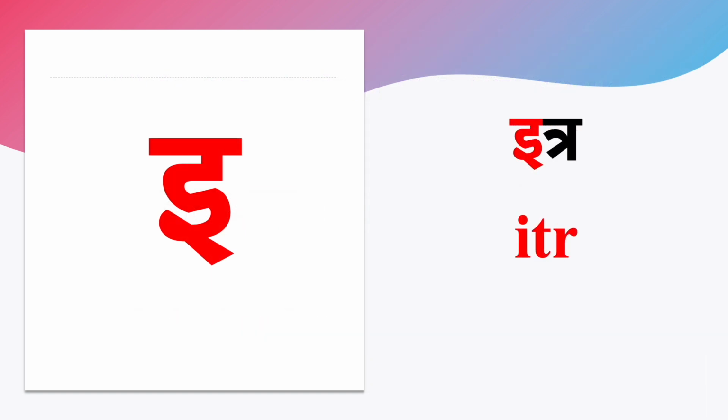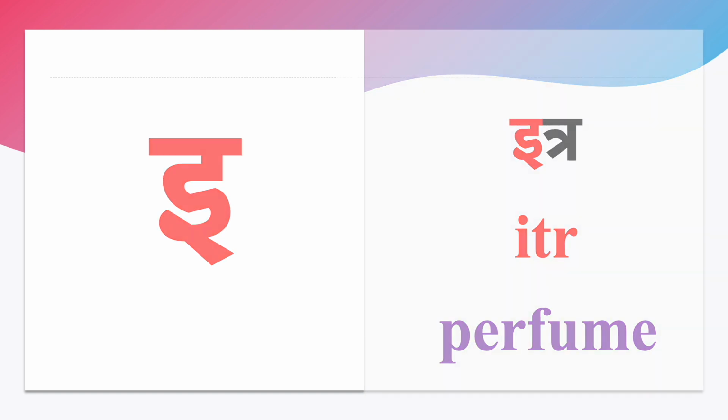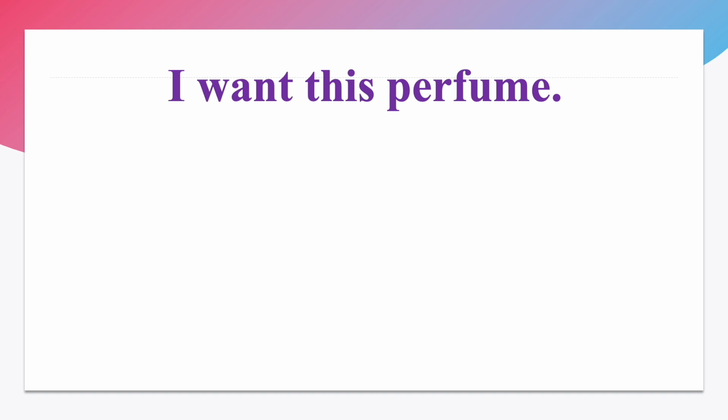The second word with E is itr. इत्र, Perfume. I want this perfume.